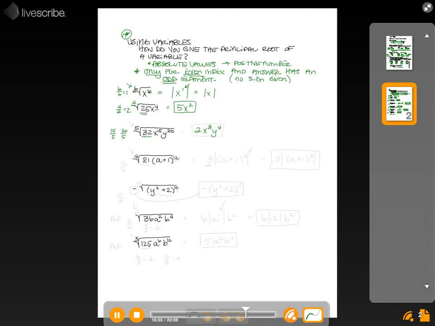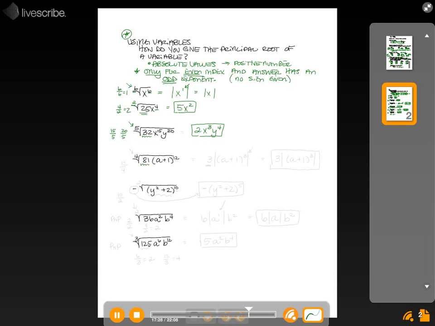Now I want you to think, do we need to put absolute values on this? Because we do have an odd number exponent. The answer is no, we don't need to, because we didn't have an even index to start with. Okay, you only have to worry about absolute values if you started with an even index. So there's our answer to the problem. Since it's an odd index, no need to worry about absolute values. Next one, the fourth root of 81 times the quantity a plus 1 to the 12th.